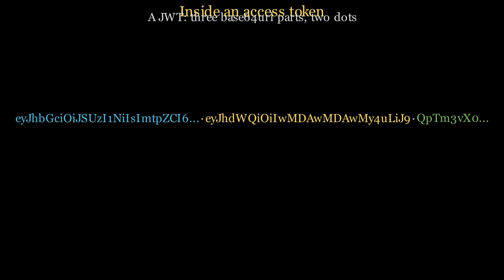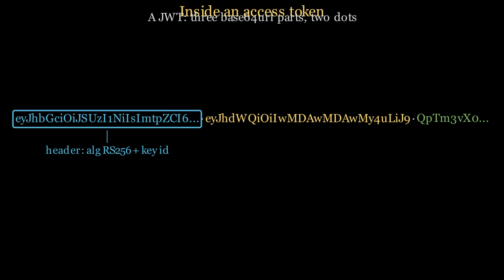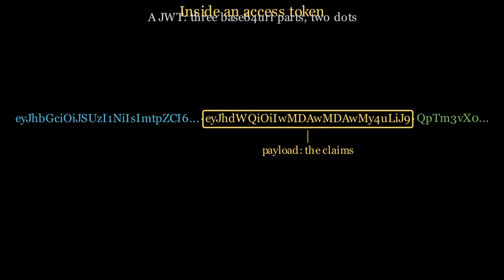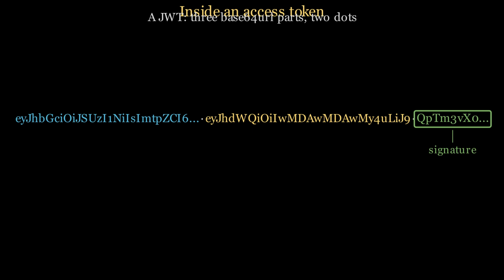That access token from earlier? It's usually a JSON web token, 3 chunks of base64 glued together with 2 dots. Let's take it apart. The first part is the header: which signing algorithm, and the ID of the key that signed it. The middle is the payload, the claims. This is where the interesting facts live. And the last part is the signature. Change one character anywhere and the signature no longer matches. That's the tamper seal.